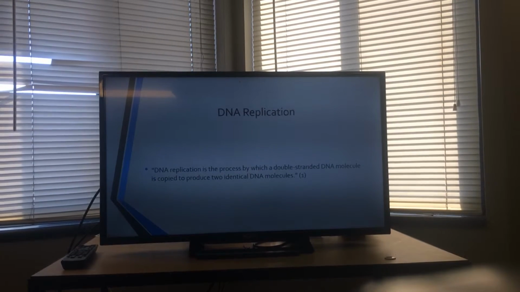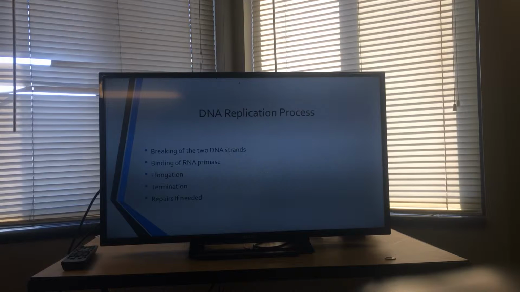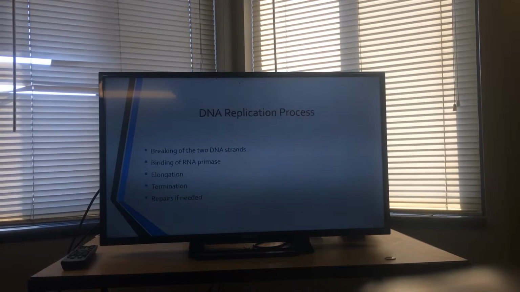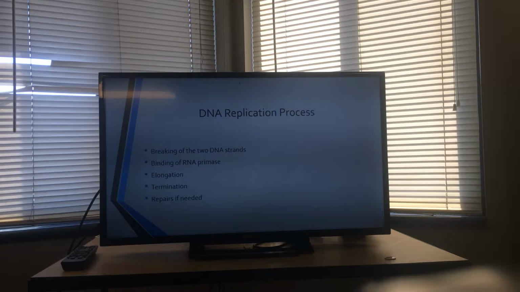So we're going to begin with DNA replication, which, as you can see, is defined as the process by which a double-stranded DNA molecule is copied to produce two identical DNA molecules. These are just the general steps of DNA replication. We're going to go into much further detail in the following slides.